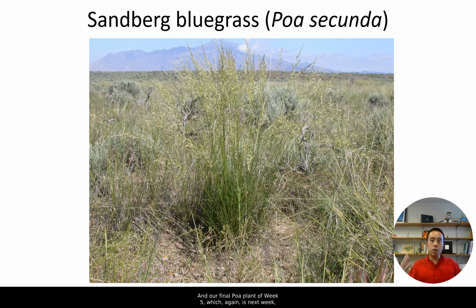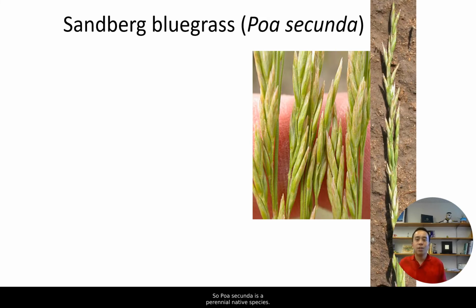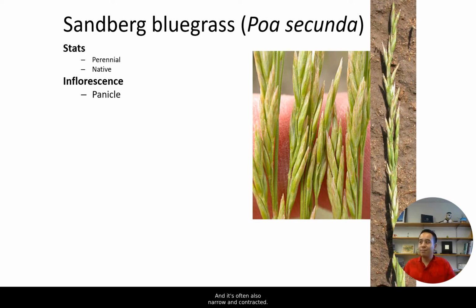And our final Poeae plant of week 5, which again is next week, is Sandberg bluegrass, also known as Poeae secunda, another rare native grass. So Poeae secunda is a perennial native species, and its inflorescence, again, is also a panicle. And it's often also narrow and contracted.